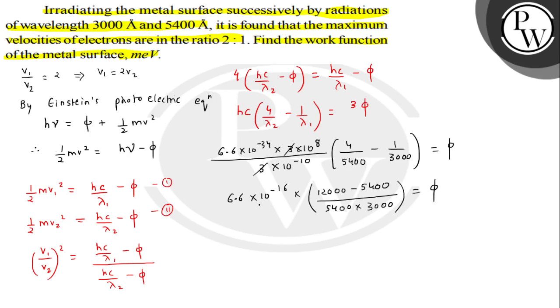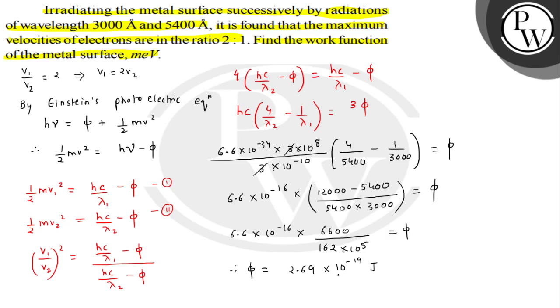So from here the final answer comes out to be 6.6 into 10 raised to minus 16 into 6600 divided by 162 into 10 raised to 5. So finally we can say the value of phi will be, the final result we get, 2.69 into 10 raised to minus 19 joules.